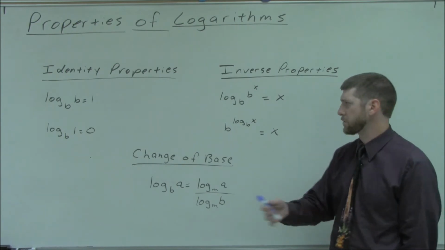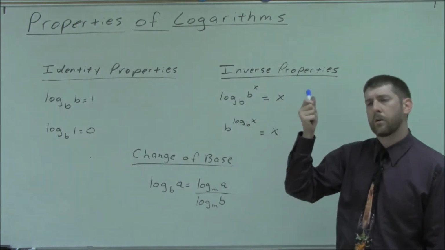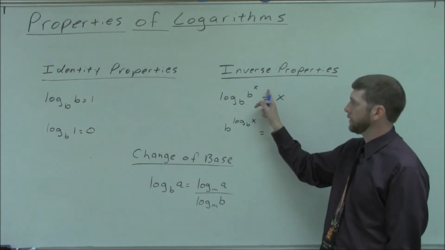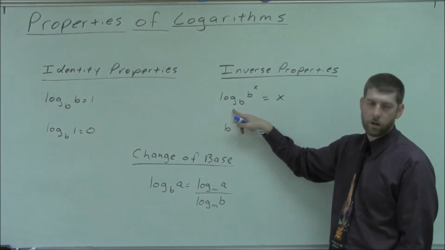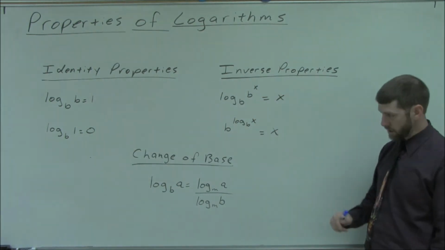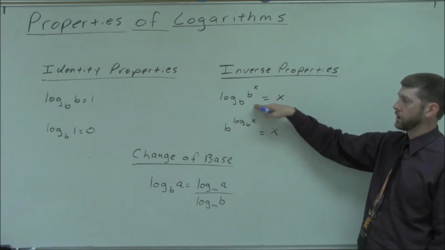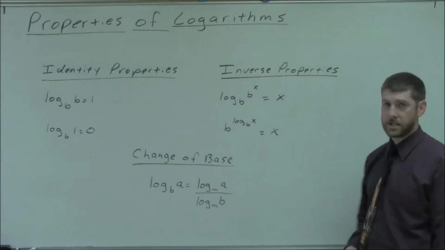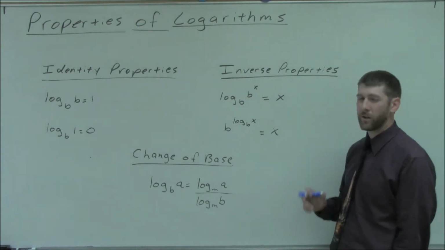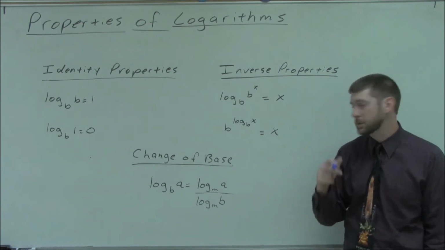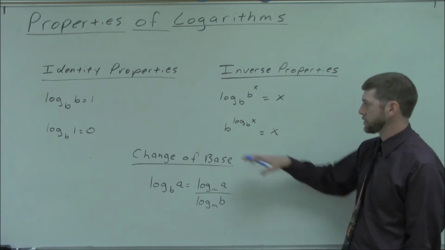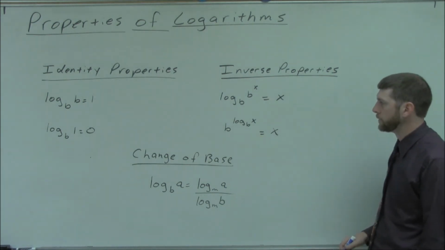It also goes back to a combination of our product or our power property, where I can say it's x times log base b of b, which was 1, so that would also give me x. Very, very important concept for being able to solve exponential equations. This is also a very important concept to solve logarithmic equations. The next one is a little less intuitive, but we'll look at it to see if we can get you to understand where it comes from.